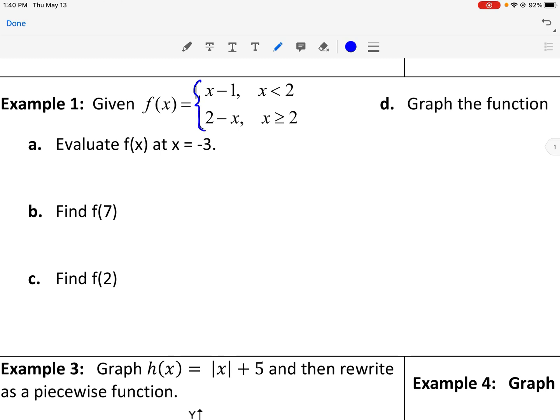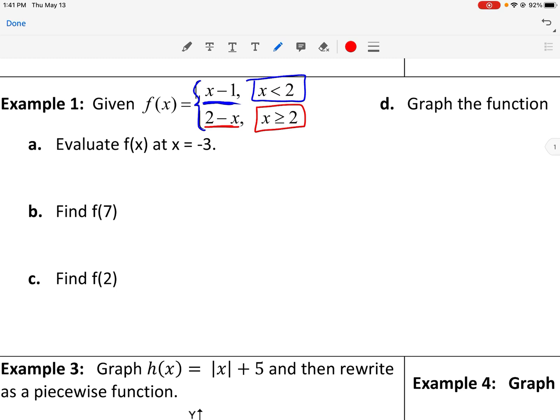So this is an example of a piecewise function of equation of one, and this should just be one big bracket. And so we have two different equations combined into one function. So we have an equation here and we have an equation here, but we're going to be using this equation only for these x values when x is less than 2. And then we'll be using this equation for when x is greater than or equal to 2.